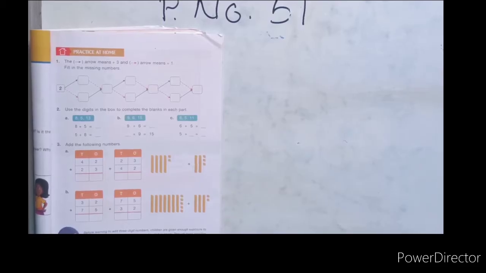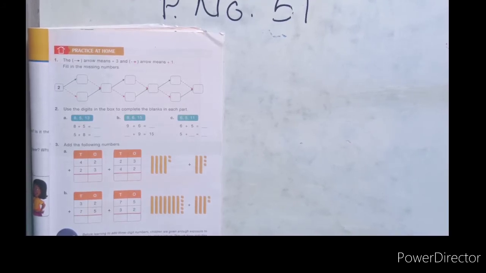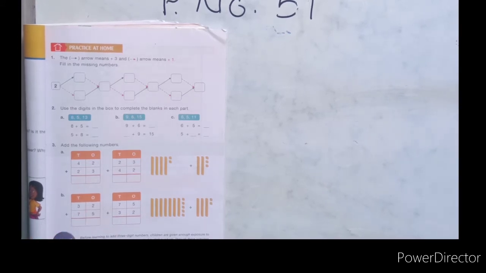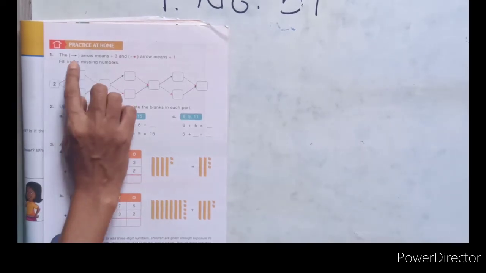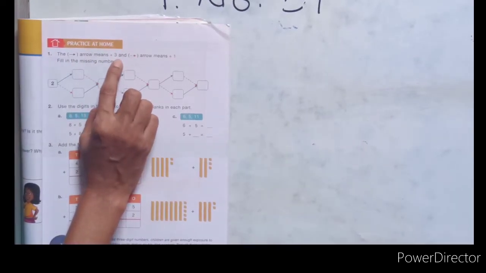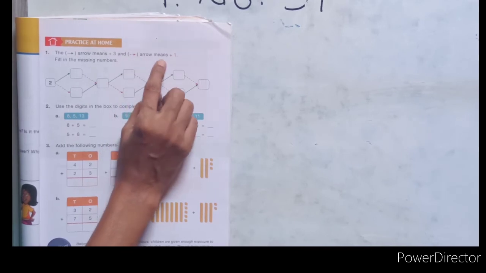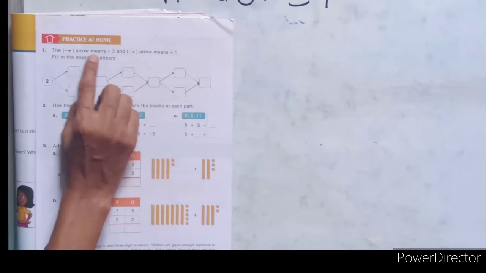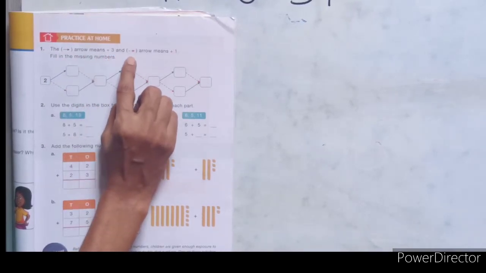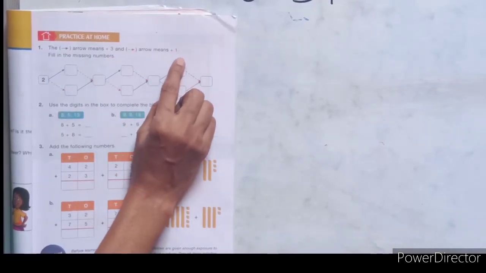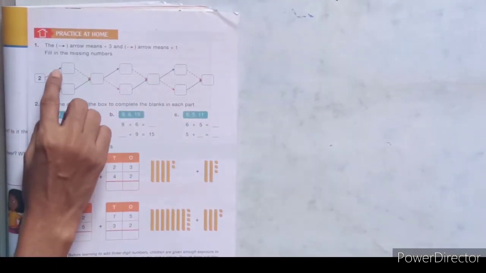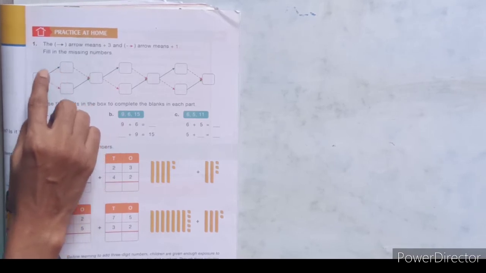Now children, see page number 51. Today I am going to give this page as homework. With this you have to solve page number 50 also. Okay, here is the question. The green arrow means plus 3 and the red arrow means plus 1. Listen carefully. The green arrow means plus 3 and the red arrow means plus 1. Fill in the missing numbers.